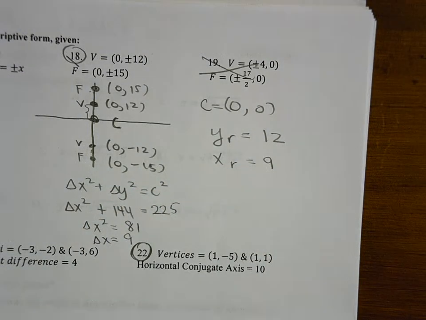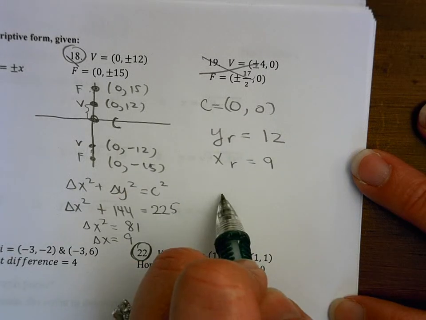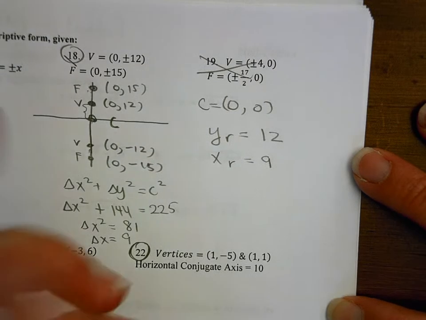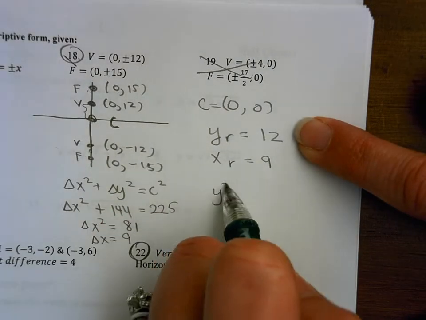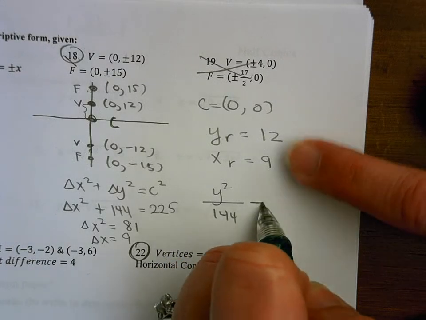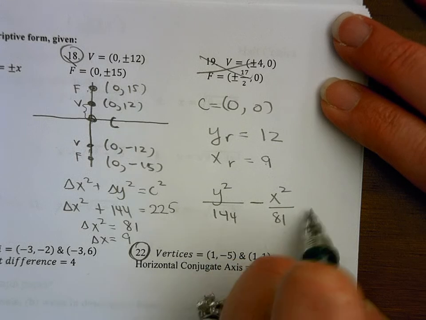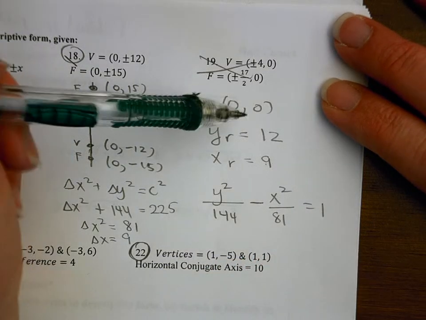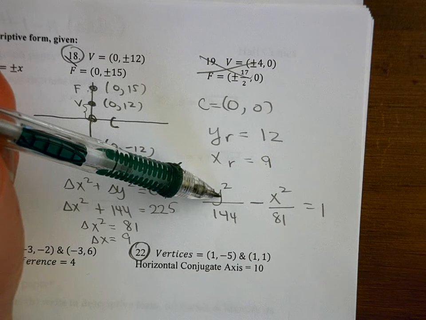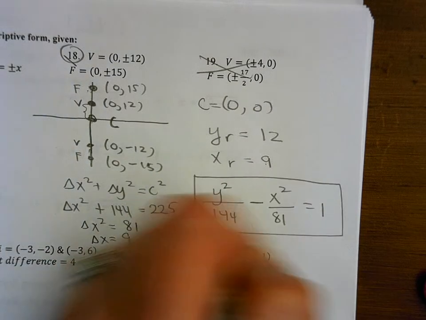So now I can set up my equation. It's nice that the center is 0, 0. And it's a vertical hyperbola, whoops, I forgot to mention that. So this is vertical, so that means I need to start with a y. So I'm going to do y squared over 12 squared, so 144, and then minus x squared over my x radius squared, so that would be 81, and then equals 1. And if the center wasn't 0, 0, then this would be y minus whatever y value squared, and then x minus whatever x value squared. And so there is my equation. And that's it.